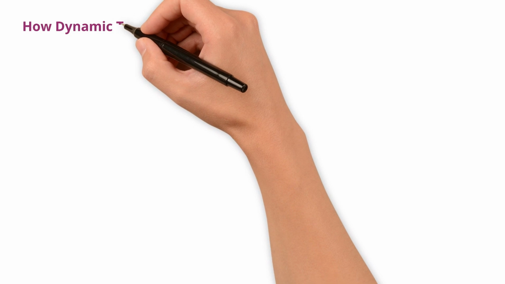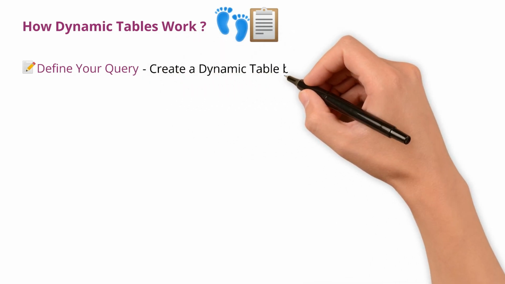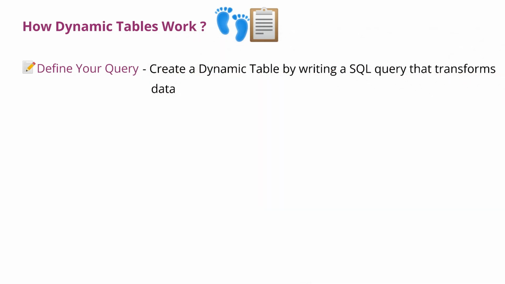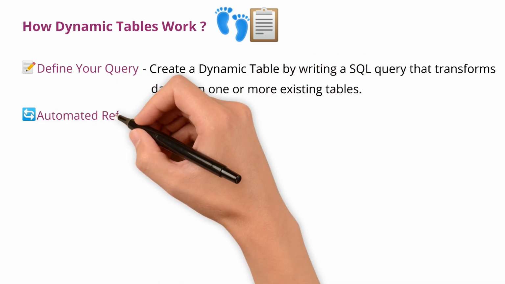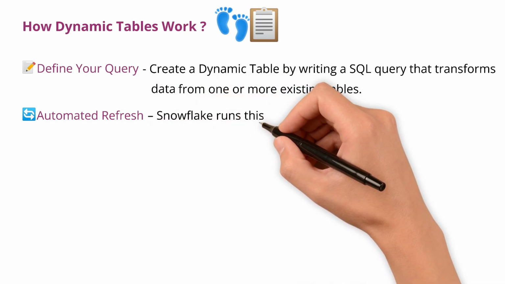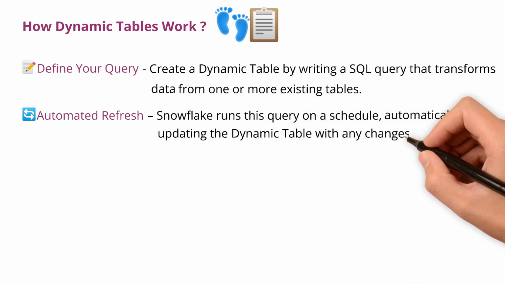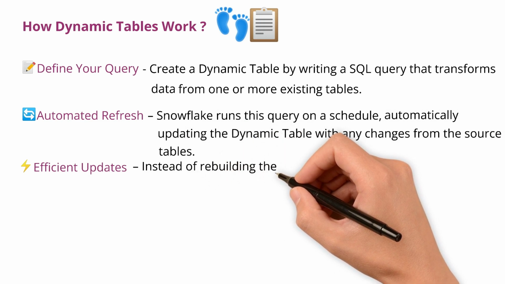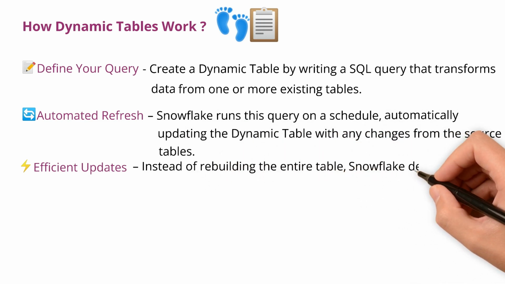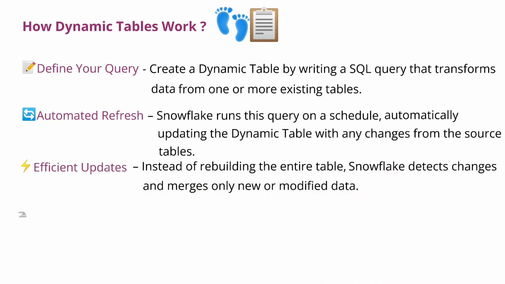How do dynamic tables work? Here are the steps. Define your query. Create a dynamic table by writing a SQL query that transforms data from one or more existing tables. Automated refresh. Snowflake runs this query on schedule, automatically updating the dynamic table with any changes from the source tables. Efficient updates. Instead of rebuilding the entire table, Snowflake detects changes and merges only new or modified data.